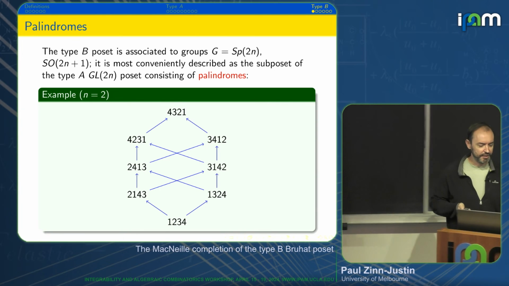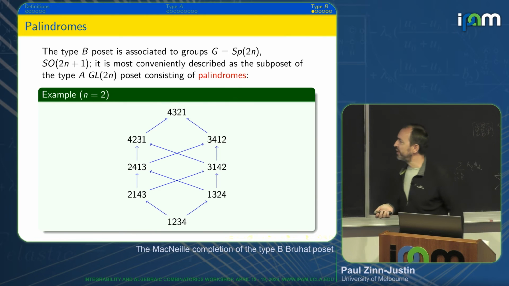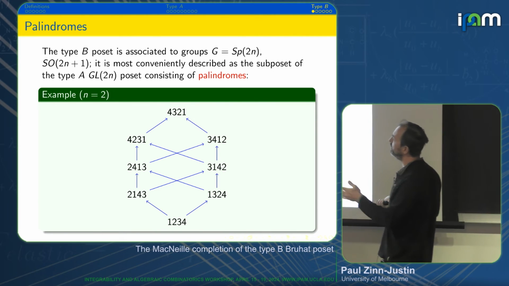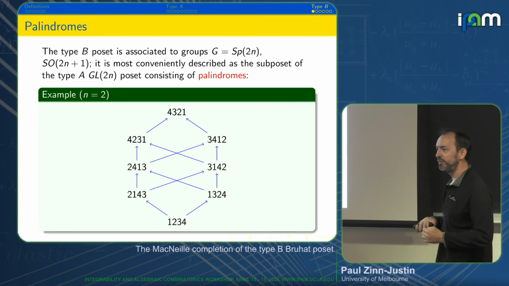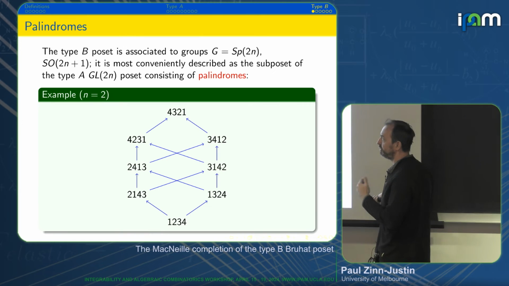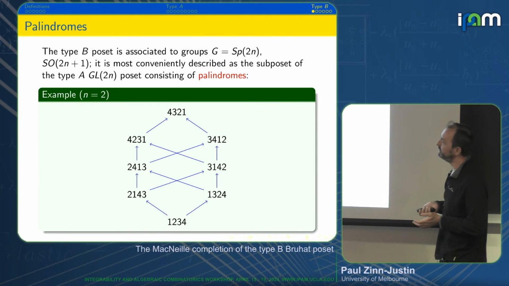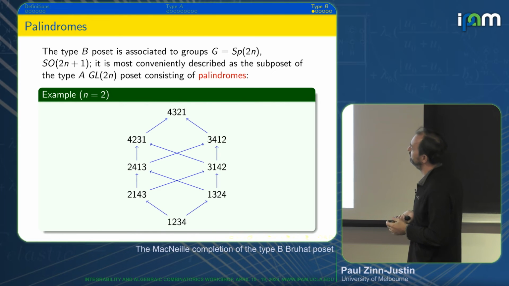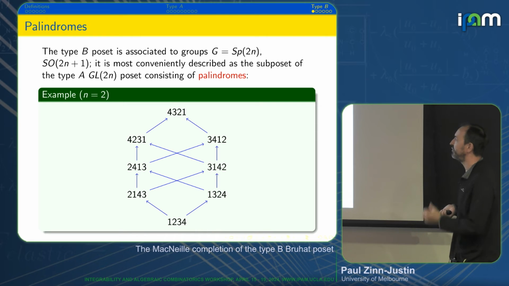So you can start playing around, and then quickly you realize the simplest way to think about it is just as a subposet of the type A poset for GL_2n. In other words, you could play the same game using the Bruhat decomposition. You could do all of that, and that would work just fine. But really, if you want to go straight to the combinatorial core of the problem, you might as well just think of it in terms of type A.